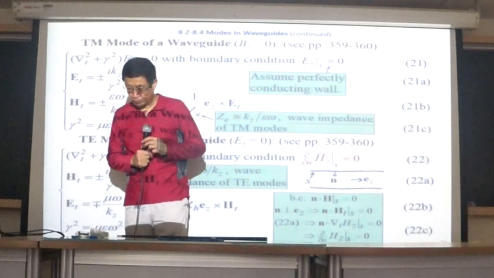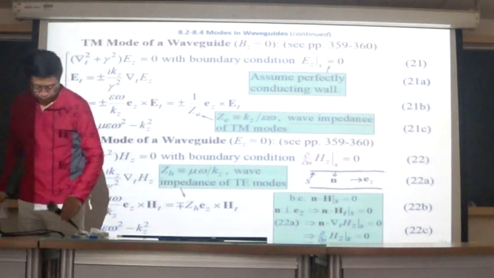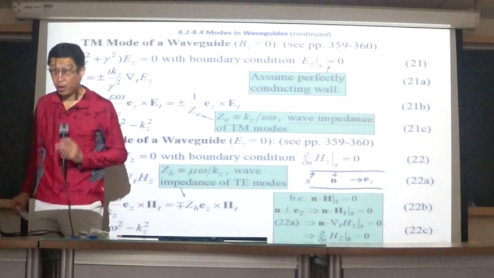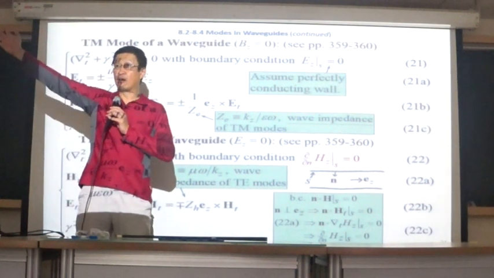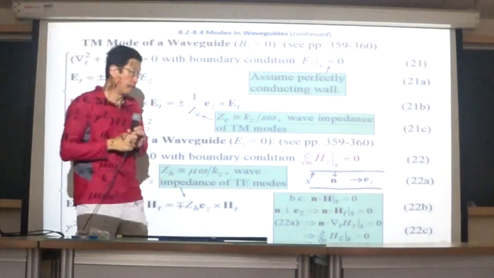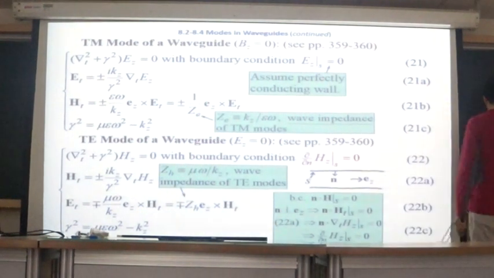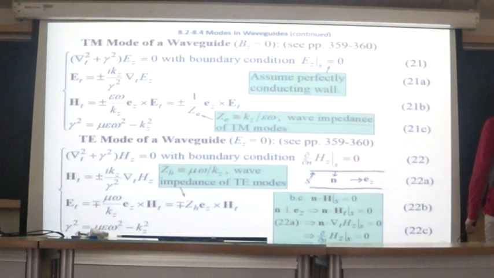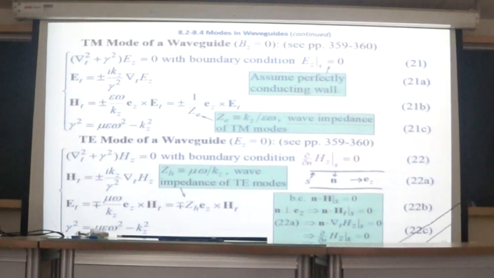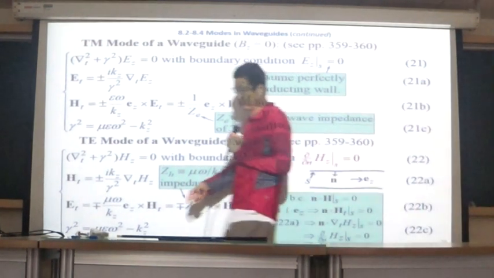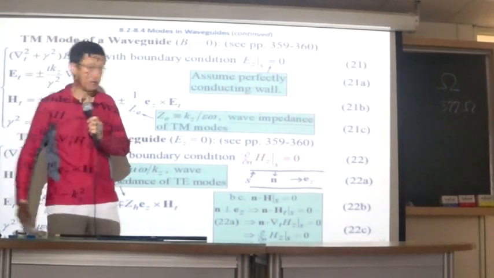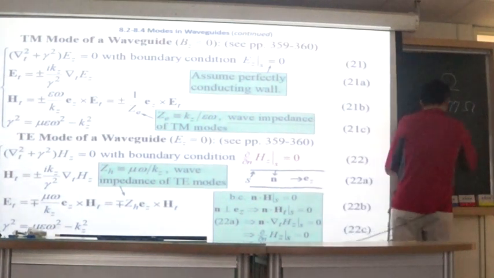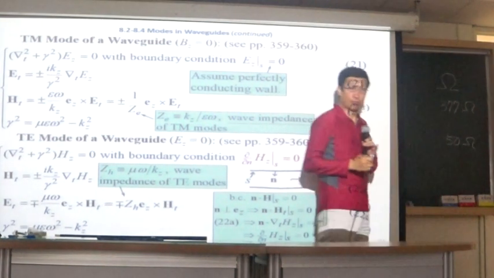Let me show you. Just to give you an idea. For a plane wave propagating in the air, the impedance is about 377 ohms in the air. Okay? But for this one, this TEM wave in coaxial, the impedance is different. It differs a lot.